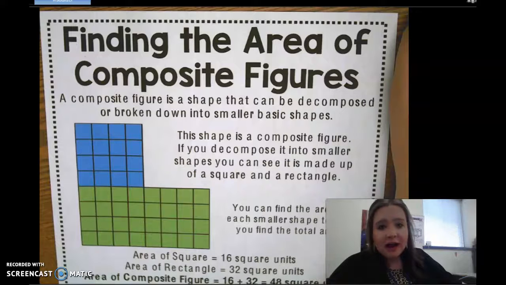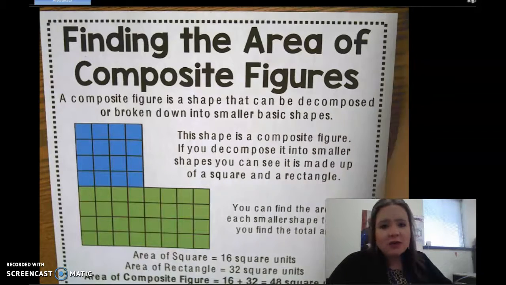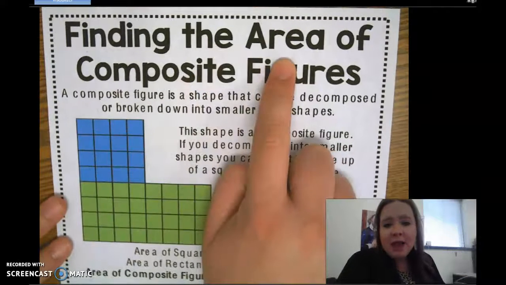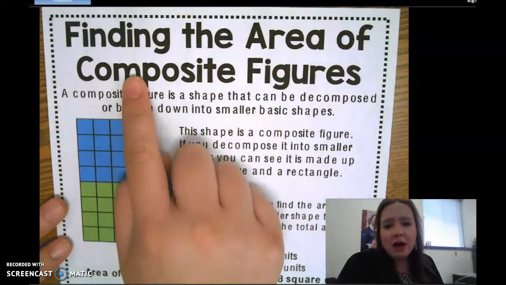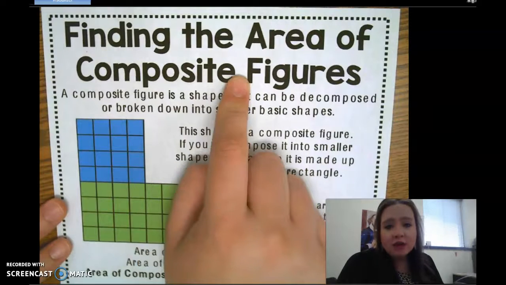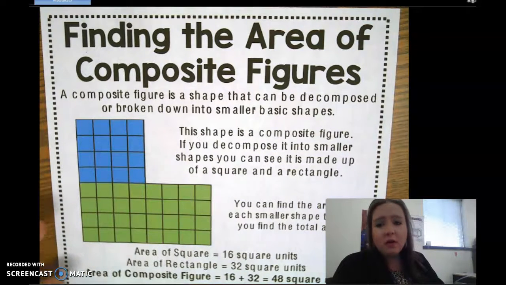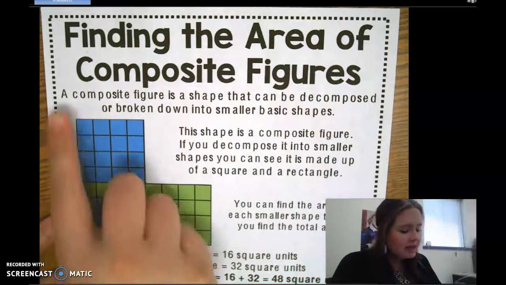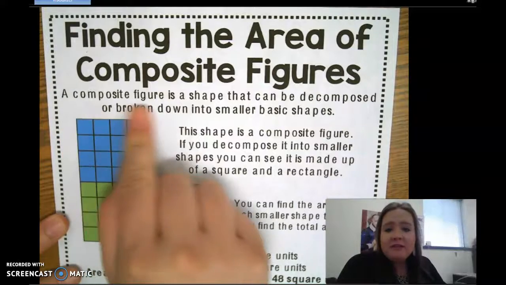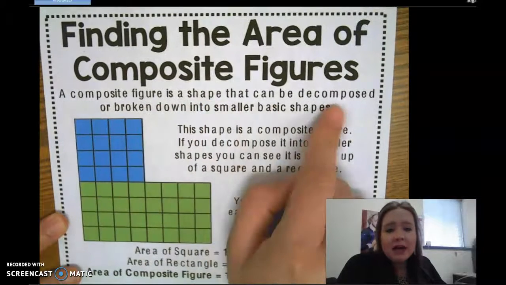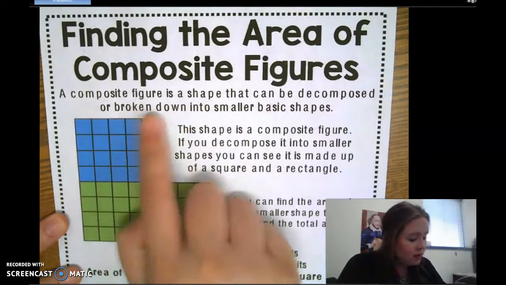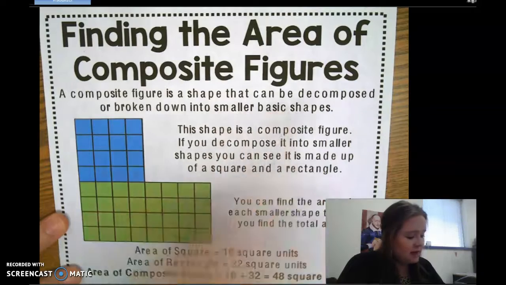Hey, third grade. Today we are going to be continuing talking about finding the area, but we're going to be talking about finding the area of composite figures, okay? I know that we have talked about this before in the past, and so this is just a little bit of a review for us. A composite figure is a shape that can be decomposed or broken down into smaller basic shapes, okay?